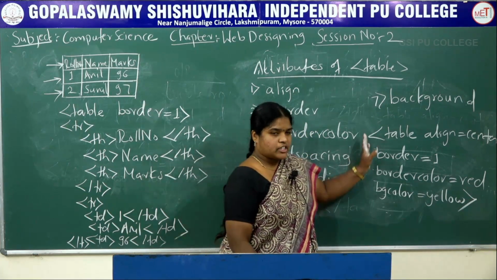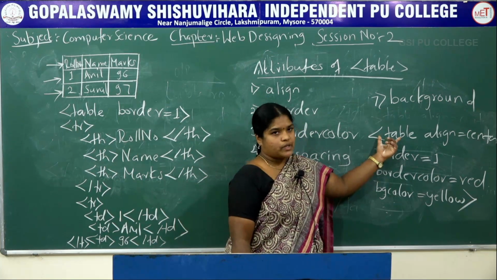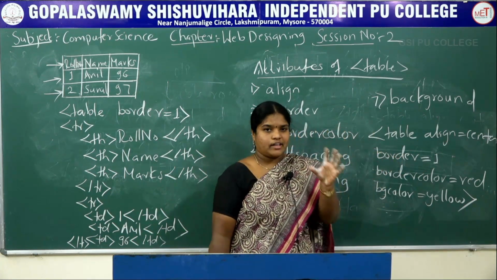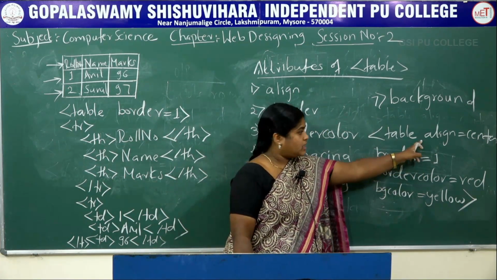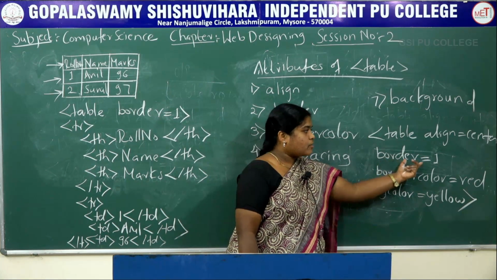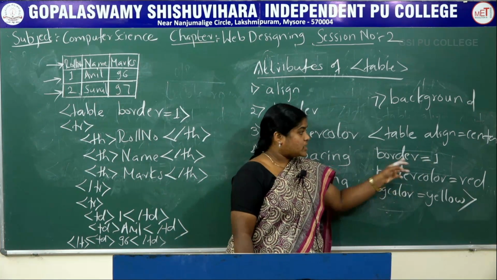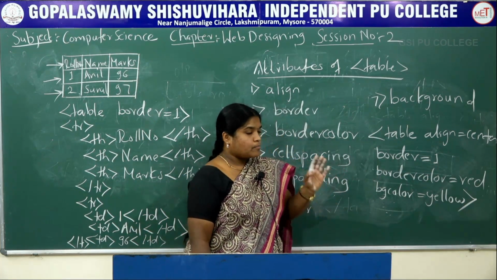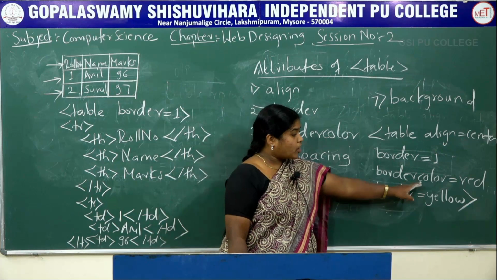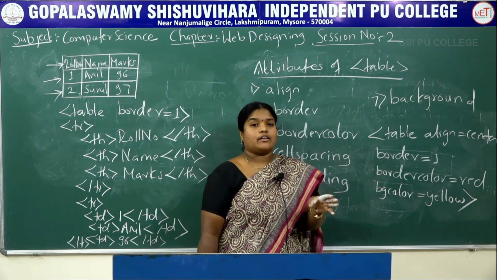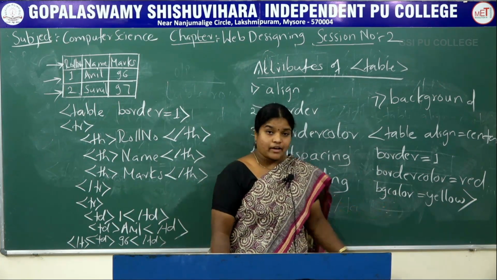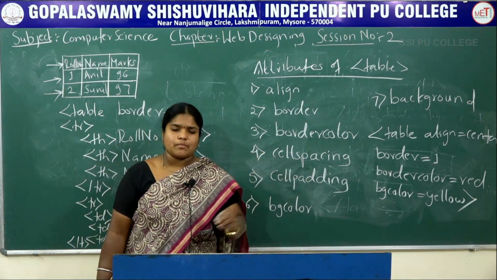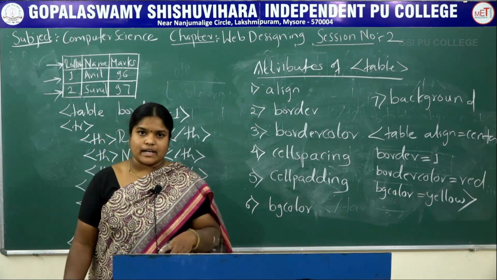When you see the output for this tag, align is equal to center has been given. That means the entire table will come in the center of the web page. Next we have specified border is equal to 1. That means a border of size 1 will be displayed. Then the border color will be red and the background of that table will be yellow. So these are some of the attributes of the table tag.